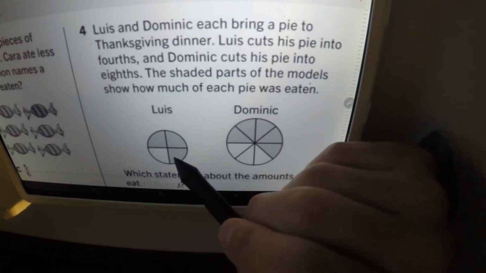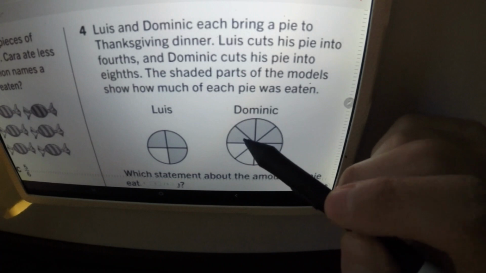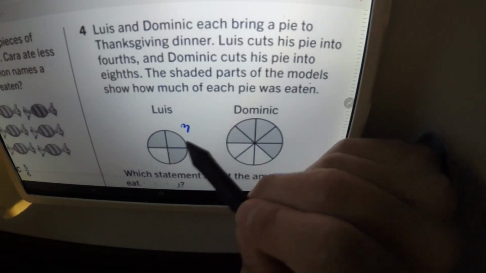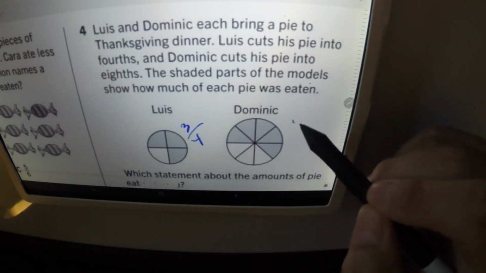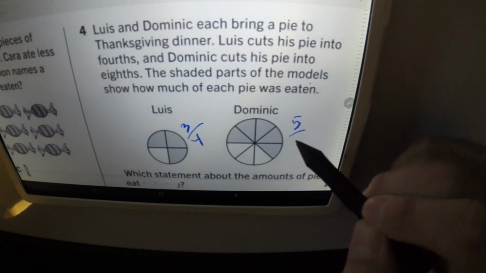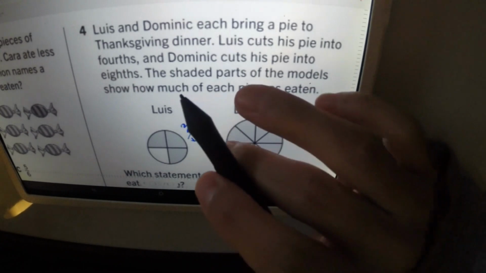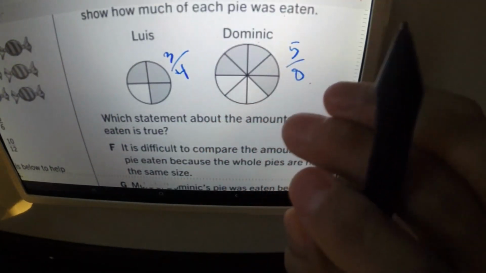So 3 of the 4 was eaten in Luis's pie. 5 of the 8 was eaten out of Dominic's pie. You can count them: 1, 2, 3 out of 1, 2, 3, 4. And 1, 2, 3, 4, 5 out of the 1, 2, 3, 4, 5, 6, 7, 8. Those are the numbers we're working with, right? Now they're asking us which statement about the amounts of pie that is eaten is true?